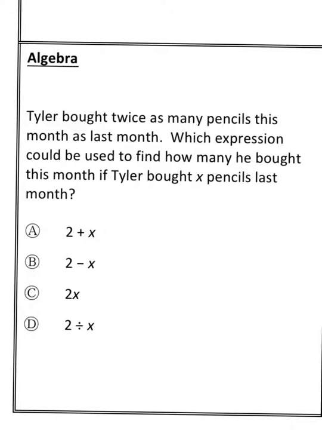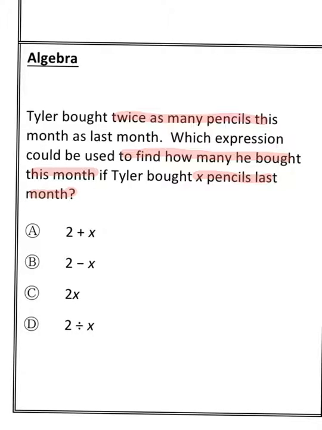So when I'm looking at the answer choices here, I see I have 2 plus x, 2 minus x, 2 times x, and 2 divided by x. So I'm doing something with 2 in this equation. So I'm going to go through and figure out what they're talking about. Let me get my highlighter ready. It says Tyler bought twice as many pencils this month as last month. So that's where the 2 comes from. Which expression could be used to find how many he bought this month if he bought x pencils last month?